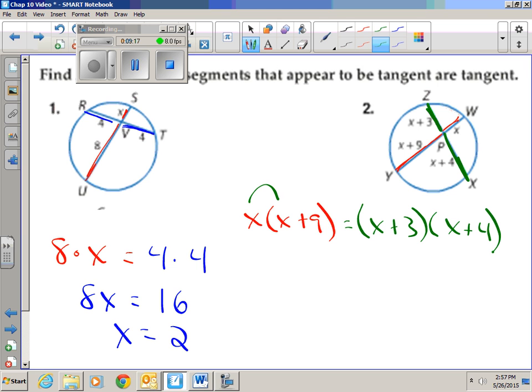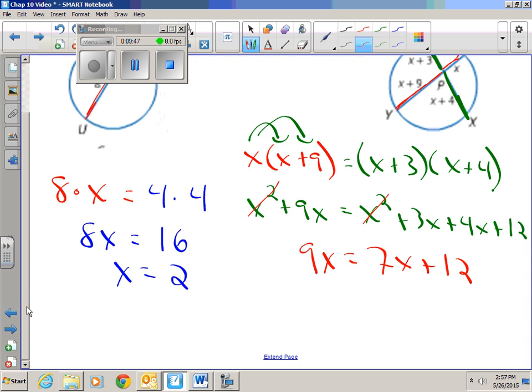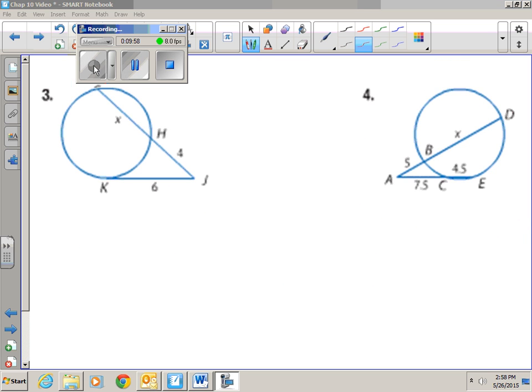Okay, so on the left side now I'm going to distribute my x's. I got x squared plus 9x is equal, here I need to FOIL. X squared plus 3x plus 4x plus 12. That then becomes x squared plus 7x plus 12. But before I even worry about that, let's do some canceling. Do we agree the x squareds can go? So I now have 9x is equal to 7x plus 12. I'm going to subtract 7x from both sides. Minus 7x minus 7x. 2x is equal to 12. Therefore, x equals 6.